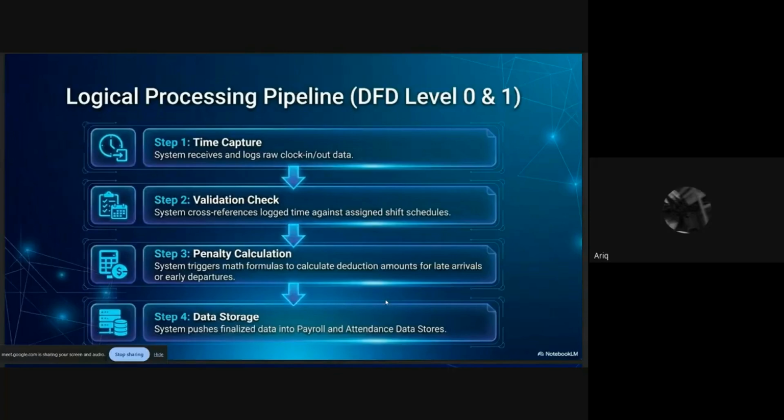Step 3 is the penalty calculation. If an anomaly is found, the system triggers built-in mathematical formulas to calculate deduction amounts for late arrival or early departure. Step 4, which is the last step, is data storage. The system then pushes this finalized data into the payroll and attendance data stores. I will now hand over to Amar to walk us through the database architecture.